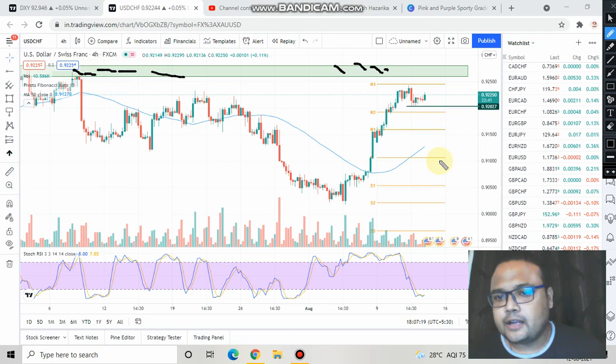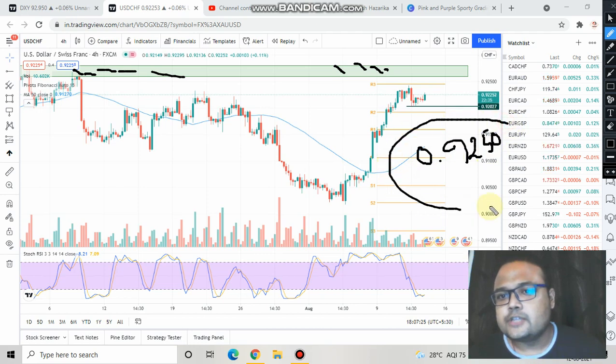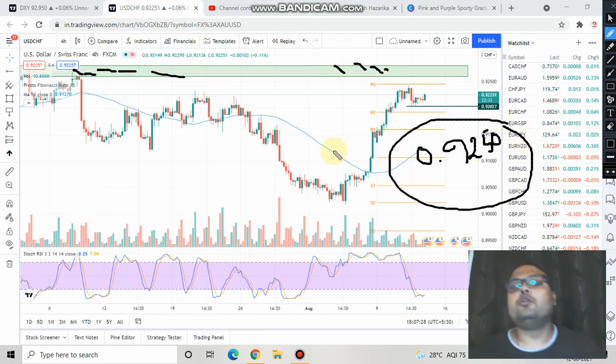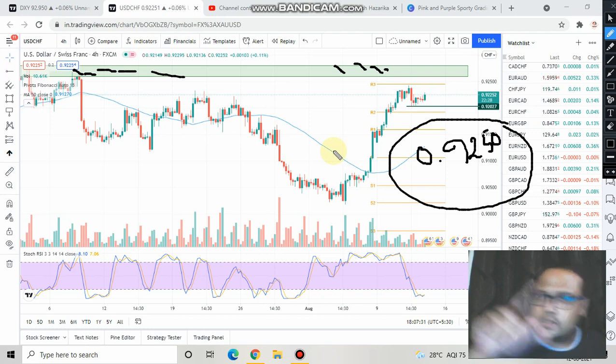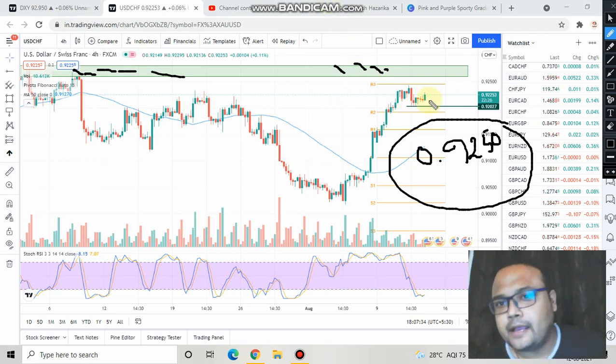Your take profit target will be 0.9250. This will be your take profit target if you go for a buy position, and only go for a buy position when USD is going up, and your stop loss will be below this level. Just draw a line here and put a stop loss below this level.